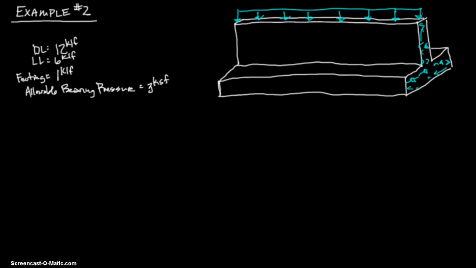It's a wall footing. Let's go ahead and figure out what our load is. It's asking us what is the width of the footing, given that it's continuous. So our total load, let's say TL equals 12 KLF plus 6 KLF plus 1 KLF, and that equals 19 kips per lineal foot. So this right up here is 19 KLF.